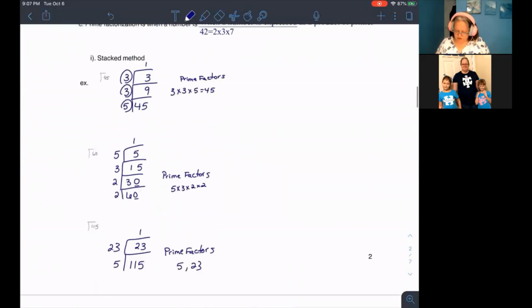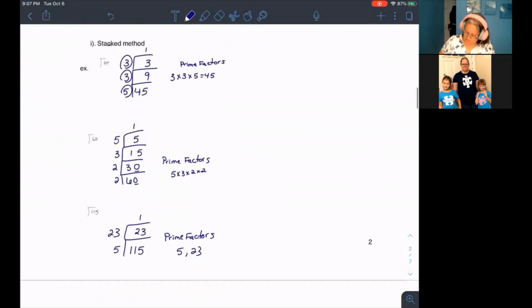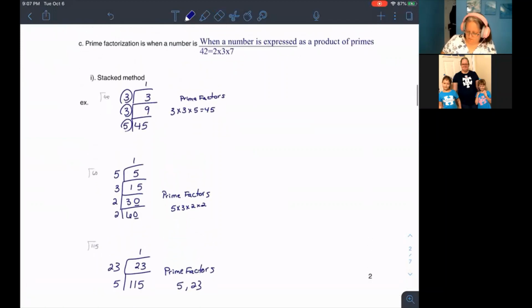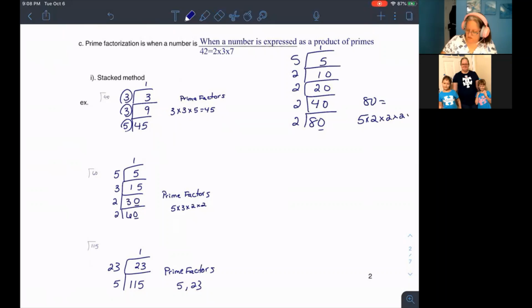All right, so if we want, we could try another one. Say prime factors of 80. We know it's even, so we can divide by 2. 80 divided by 2 is 40. 40 can go by 2, so that would be 20. And 20 by 2 is 10. And 10 can go to 5. So the prime factors of 80 would be 5 times 2 times 2 times 2 times 2.